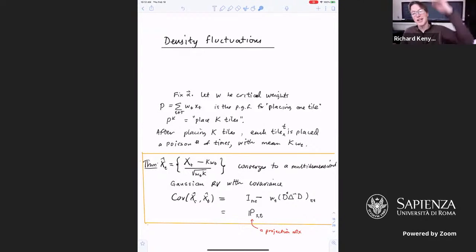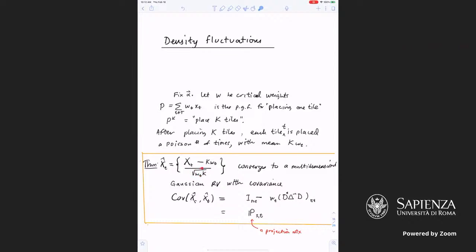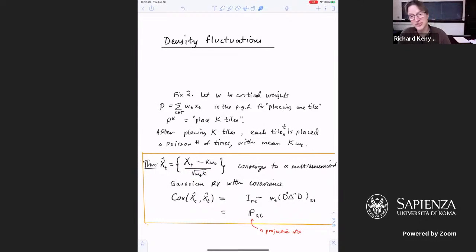And of course, when K is large, these Poisson random variables tend to a Gaussian distribution. So if I subtract their mean, the denominator here is not necessarily the standard deviation. It's just some scaling factor. But once I subtract the mean and I scale appropriately, these converge to a multi-dimensional Gaussian random variable.